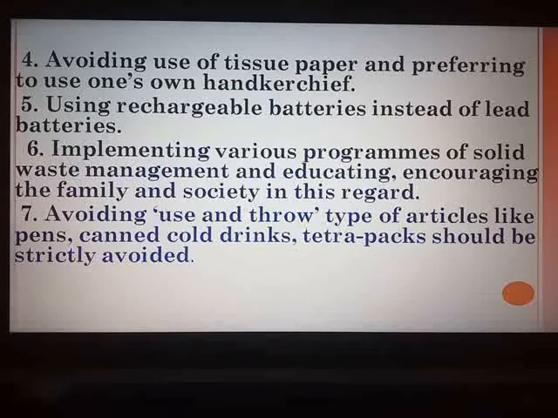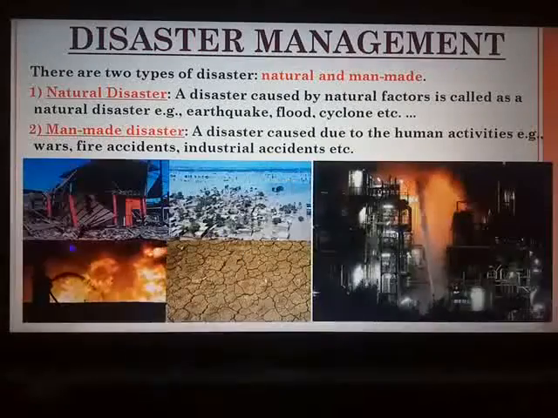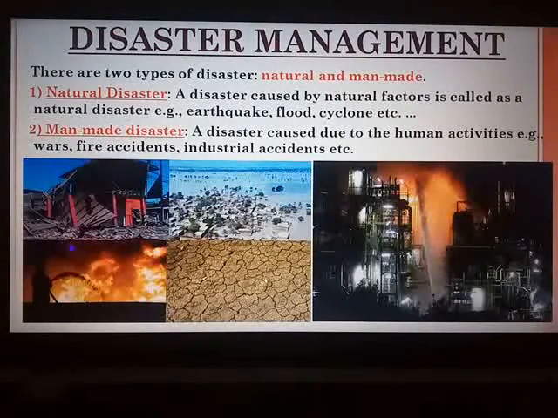So these were the different small habits which can be inculcated by us, and we can encourage the society and the people around us to follow them. Then we saw what a disaster is and the two types of disaster. The two types of disaster were natural and man-made.